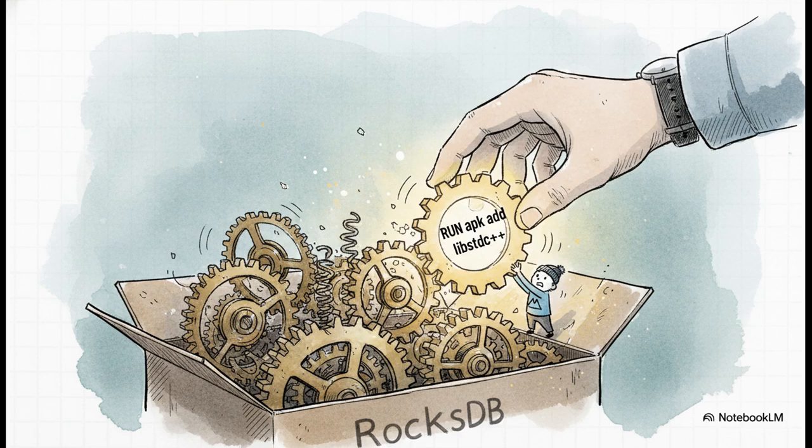And you know what's funny? After all that debugging, the fix is just beautifully simple. You add this one single line to your Dockerfile. You're just telling the Alpine package manager, hey, go grab that library for me. And just like that, problem solved.